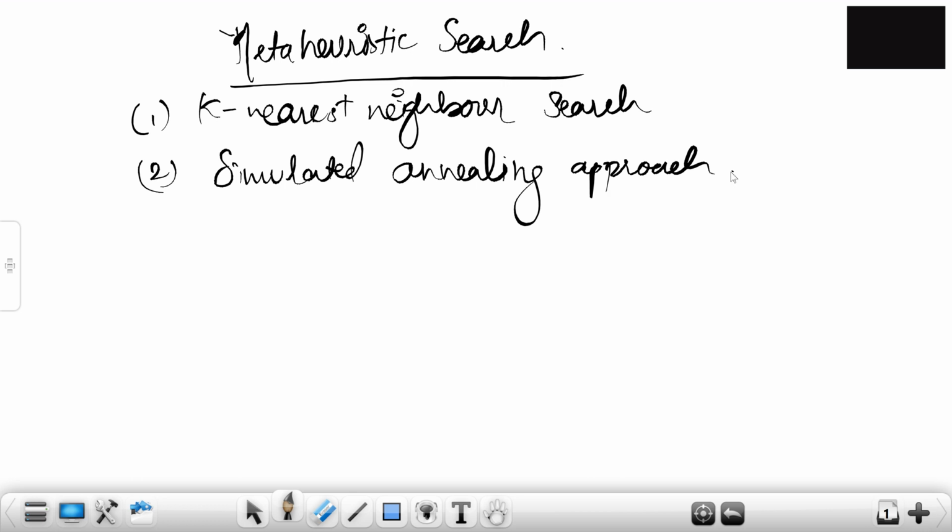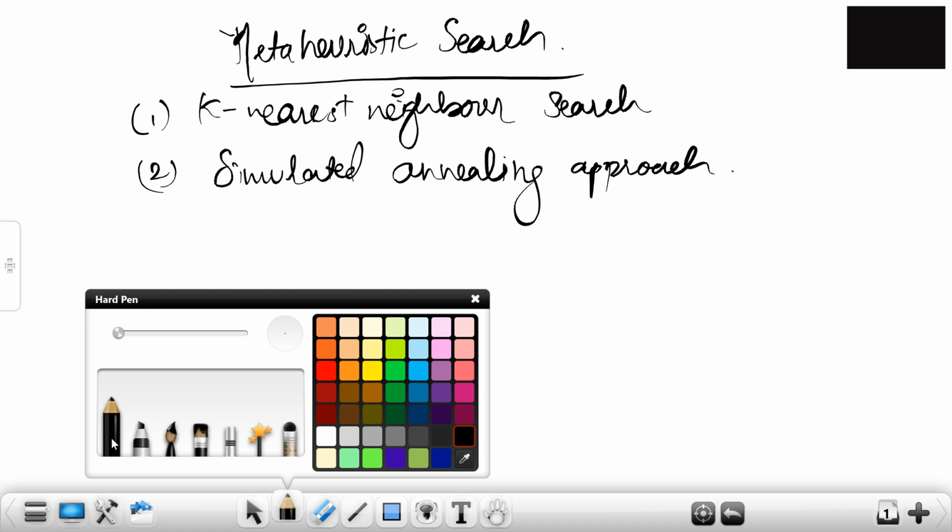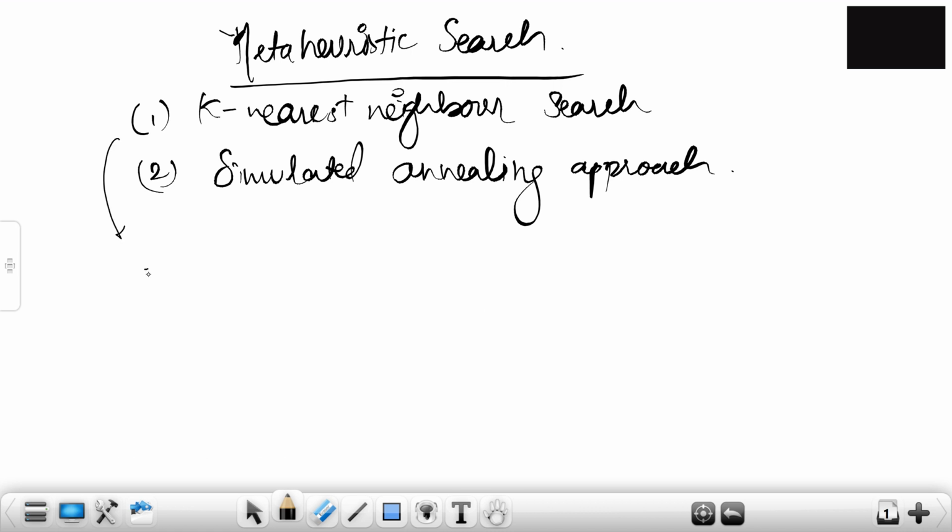There are many other meta-heuristic search methods, but only these two are in your syllabus. So let's talk about K nearest neighbor. It's a search algorithm that starts from one point in the graph and then keeps on going from one node to another node towards its destination. There might be many other nodes in between.